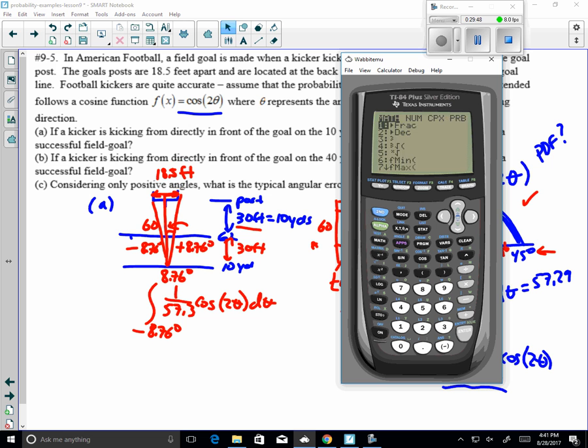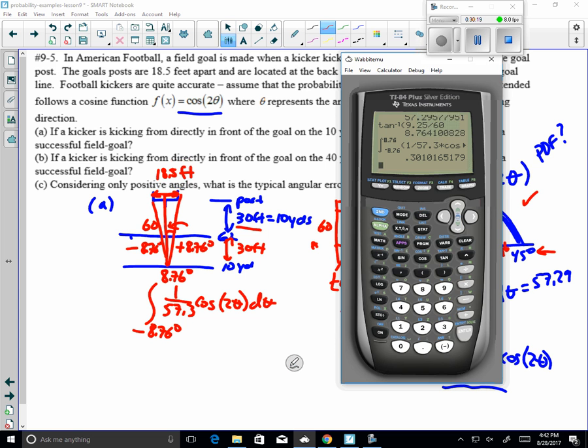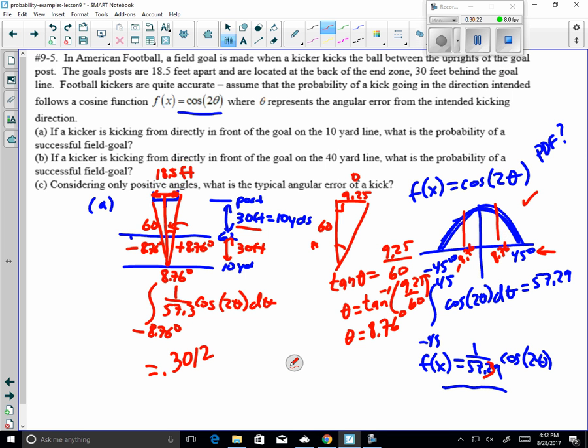If I do math 9, I say negative 8.76 degrees for the lower limit of integration, 8.76 degrees positive for the upper limit, and then I use 1 divided by 57.3 times the cosine of 2 times the variable key, close parentheses, dx. That should give me the probability of making the field goal from the 10-yard line. So if this really is the PDF, the probability would be 0.3012. So about a 30% chance for this kicker if this is representative of their accuracy.